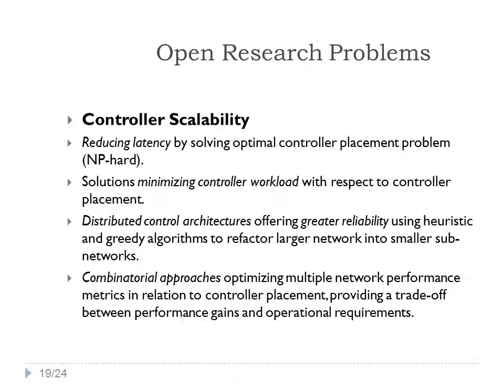This may sometimes employ the use of distributed control architectures, which can offer a greater deal of reliability using heuristic or greedy algorithms to basically refactor a larger computer network into smaller networks, so that each controller or each divided instance of the control plane is only responsible for managing the smaller subnetwork. And then we have a combination of approaches which can look at optimizing multiple features such as network performance in relation to the placement of the controller and provide a trade-off between the performance gains achieved and the operational requirements of the business.